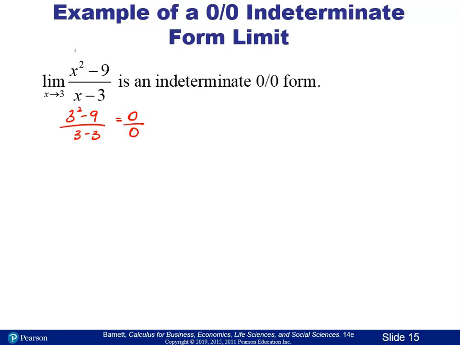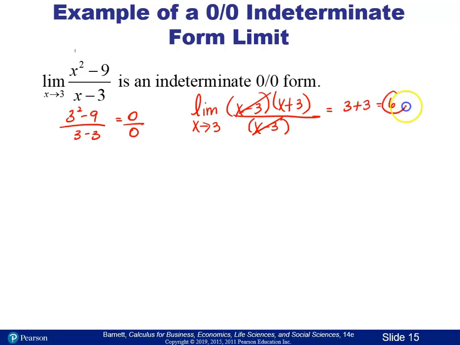Prior to L'Hopital's rule, what we would have done is take this same limit as x goes to 3, but since this factors, I would do minus 3 and plus 3. These will cancel. And then the limit as x goes to 3 would be 3 plus 3, or 6. So that's not hard to do, but L'Hopital's rule will give us another way to approach these.